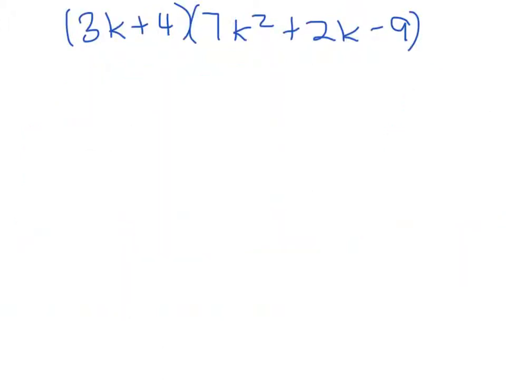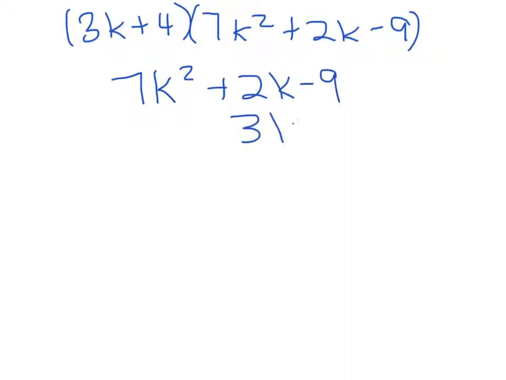All right, let's try this again because nobody learns anything from just one example. We need to, again, start with the largest polynomial on the top. So we're going to put 7k squared plus 2k minus 9. Then below that, 3k plus 4. Put a line, do our multiplication. Start by multiplying the 4 times everything.